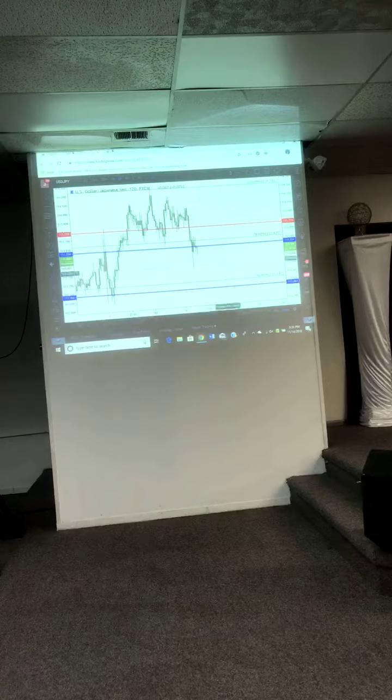Let's see how many pips this is from right here at this resistance. And I only enter at support and resistance. If it's not that, I don't get in. Let me take it from here. Let's see how many pips this is. 49, like 50 pips.